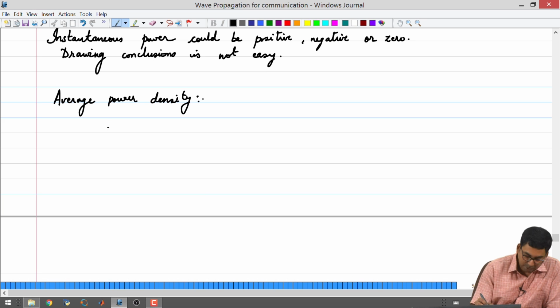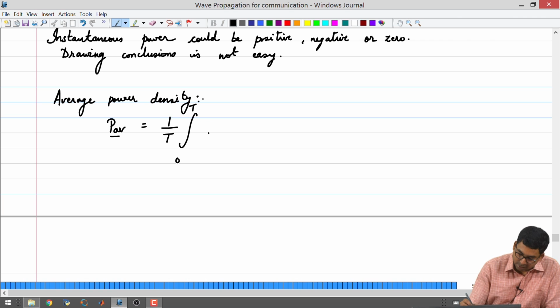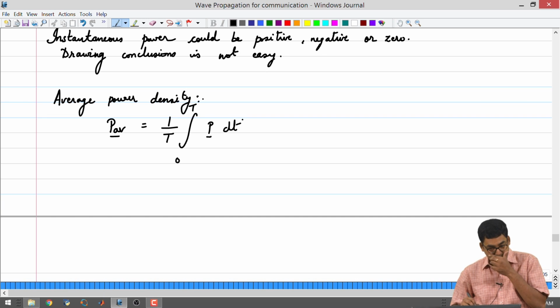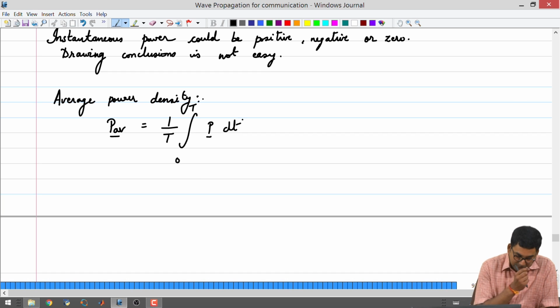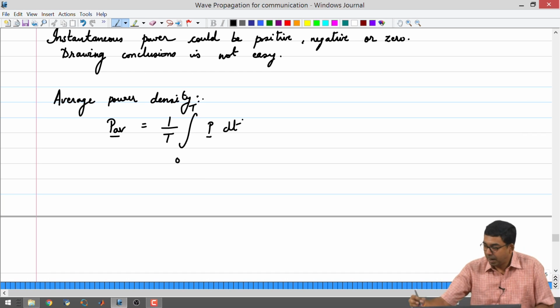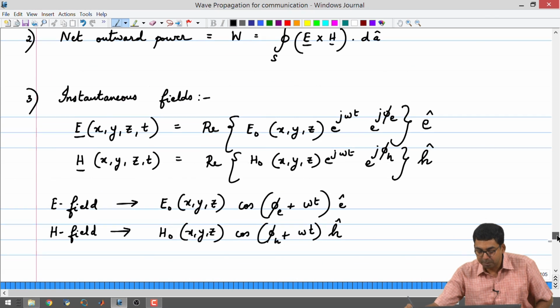So, the way the average power is defined is over a time period. You are going to integrate your instantaneous power. Now, this could be the time period of E, this could be the time period of H, both of them are going to be at the same frequency. So, it is perfectly fine to take the time period of E or H, which means that you are going to be looking at substituting the value of instantaneous power in this expression.